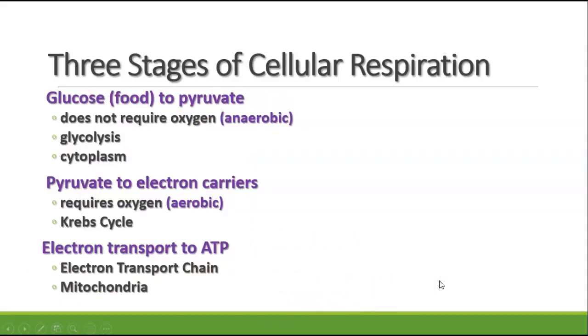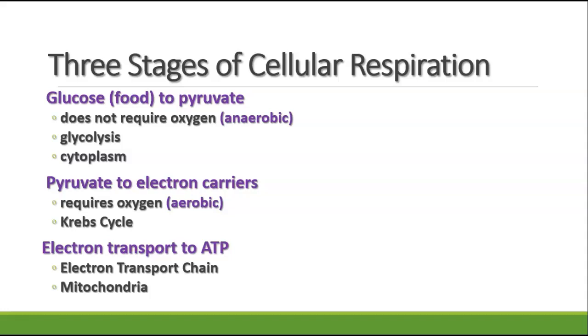There are three stages of cellular respiration. In the first stage, glycolysis, the glucose or the food is changed from glucose to pyruvate. This part of the process is anaerobic. It does not require oxygen, and it occurs in the cytoplasm of the cell. Glycolysis is a very ancient process. It's been around for billions of years. All organisms on Earth, or almost all organisms on Earth, perform glycolysis in the same way as all the others do.